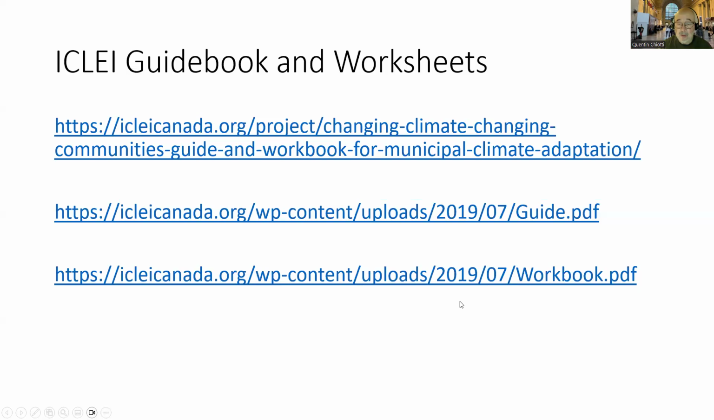And just as a bit of an introduction, these are actually the links to the ICLEI guidebook and worksheet. So this is the first link here. You can go to that and then you'll find in PDF format the guide and then the workbook itself. So feel free to take a look at that. You don't have to. Remember, I had outlined the sheets in the lecture last Tuesday, and we'll go through a couple of those again in this presentation.